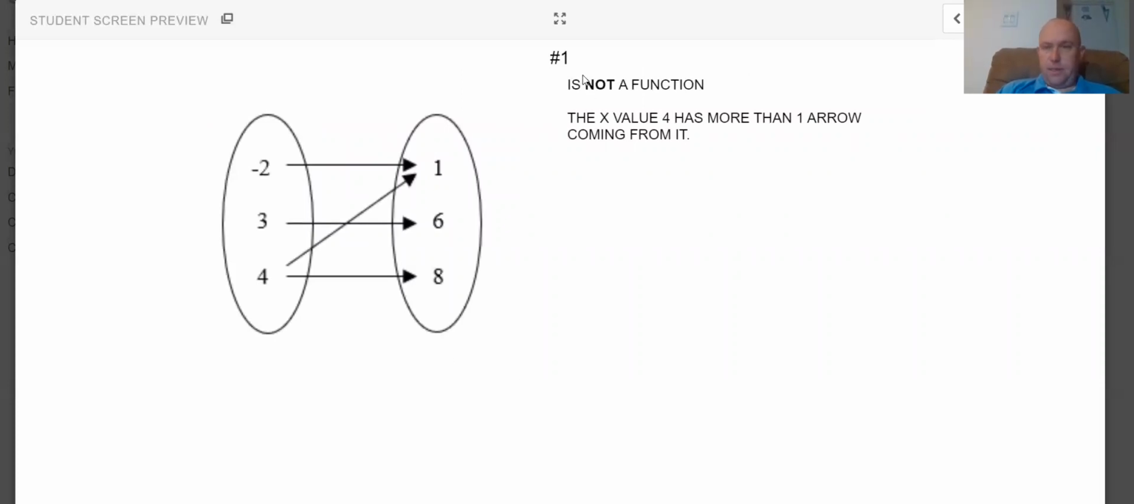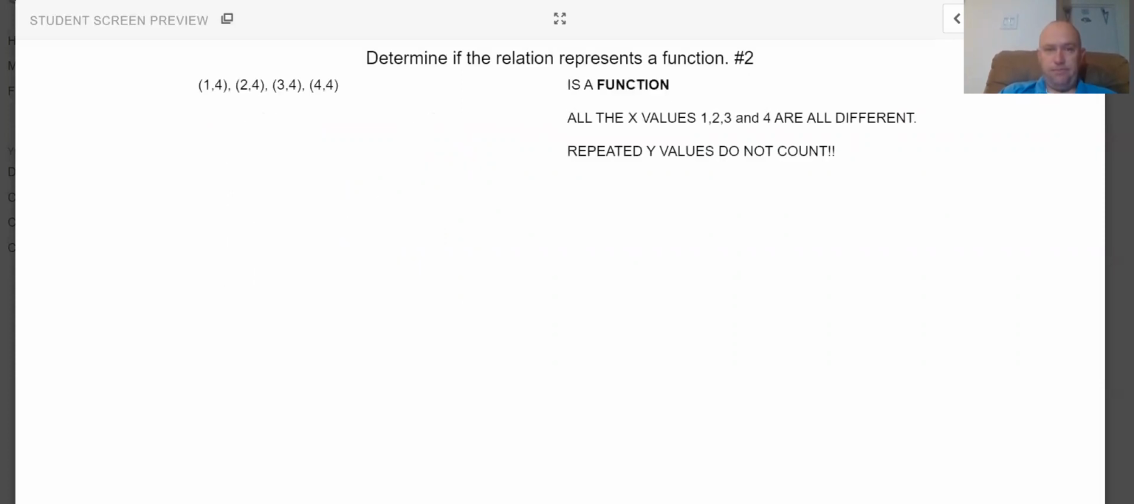So for this first one, this is not a function. As we're looking at the mappings, we're looking at how many arrows come from each x number. So just one. But notice for the 4, you can see 2 arrows. So if it's more than 1, then the answer is no. So this one is not a function. As I'm looking at my x values, I can see I've got 1, 2, 3, and 4, and they're all different. So this is a function.